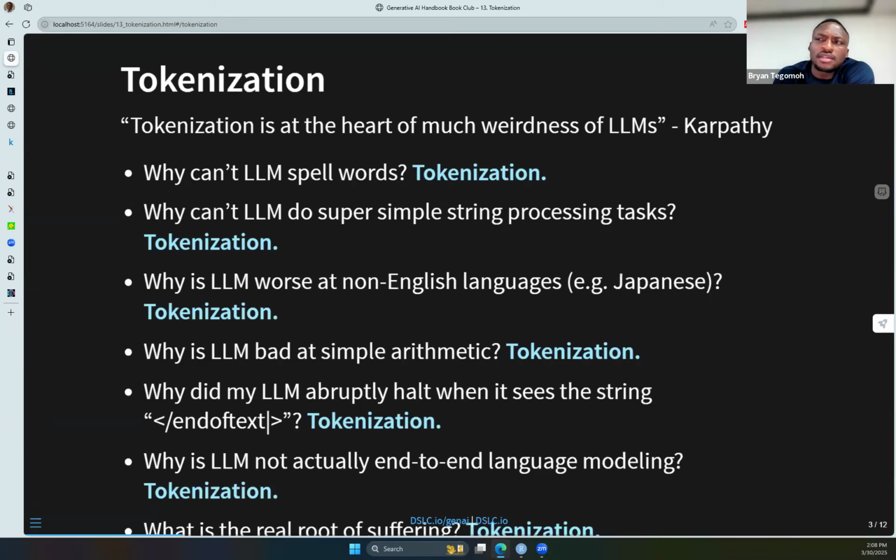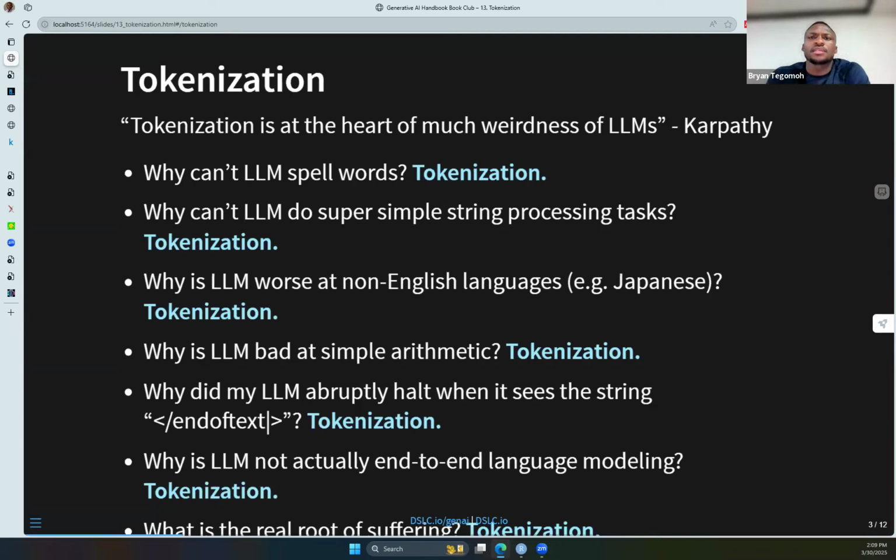Why can't large language models spell words correctly? The answer is tokenization. Why can't large language models do simple string processing tasks? The answer there is tokenization. Why is an LLM worse at non-English languages? The answer is tokenization. Why is an LLM bad at simple arithmetic? It's essentially tokenization. Why does an LLM fail us?